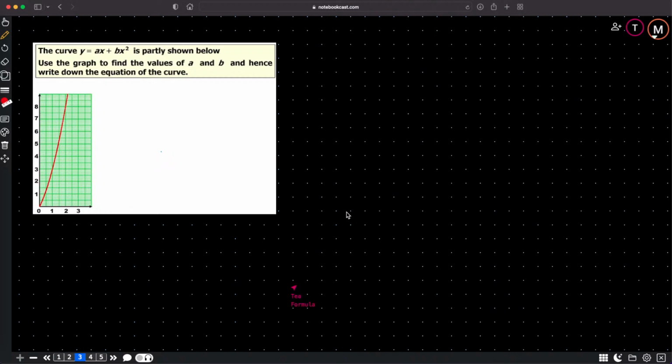All right, so the curve y equals ax plus bx squared, this is slightly different here. We had the constant last time, and now we don't have the constant, but we have the x. It's partly shown. Use the graph to find the values of a and b, and hence write down the equation of the curve.